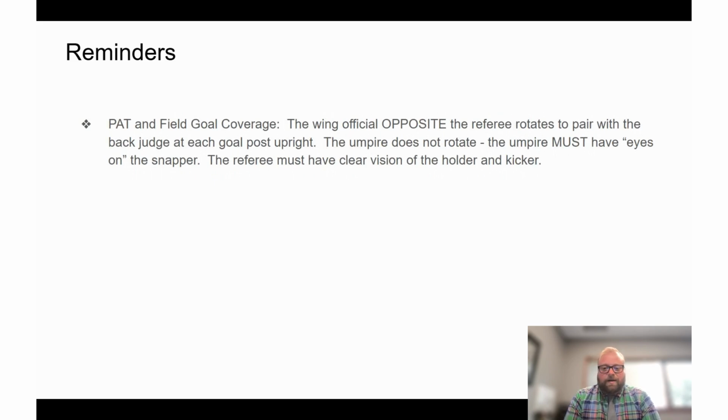It is important for the umpire to stay in position because the umpire is the one who has eyes on the snapper. If the umpire is moved, which has been the case in some games so far this year, then that visual is restricted. So again, the umpire stays in place for that reason.